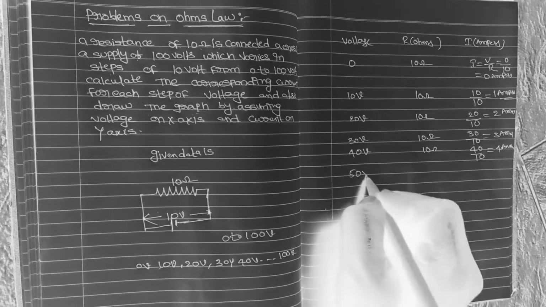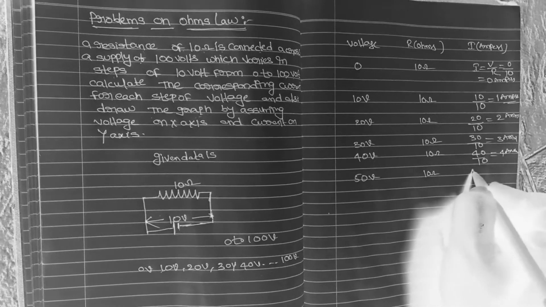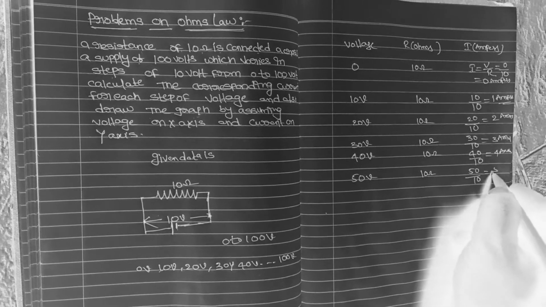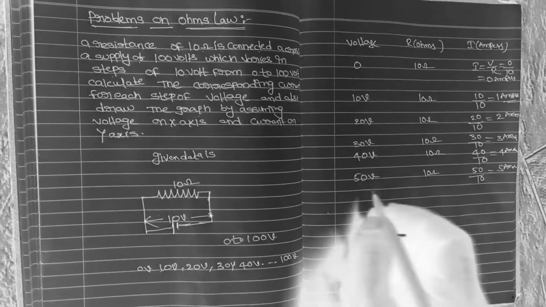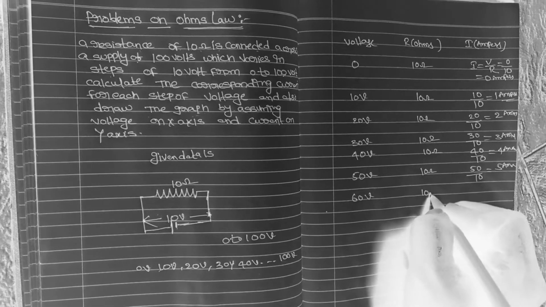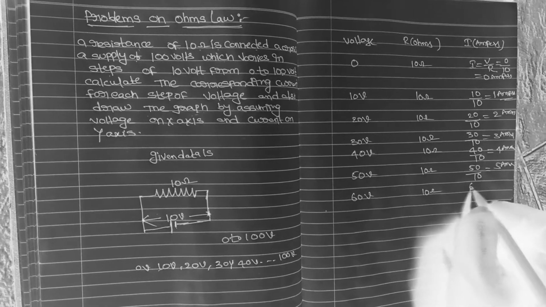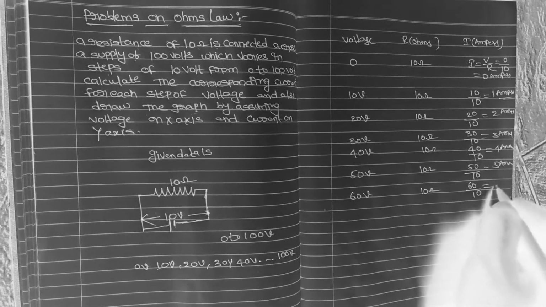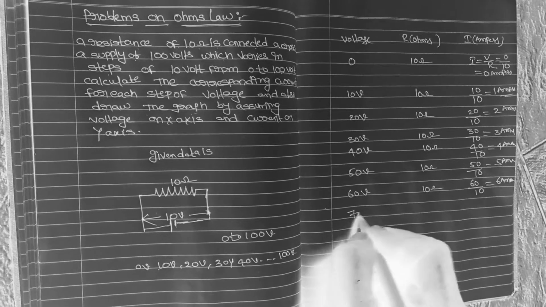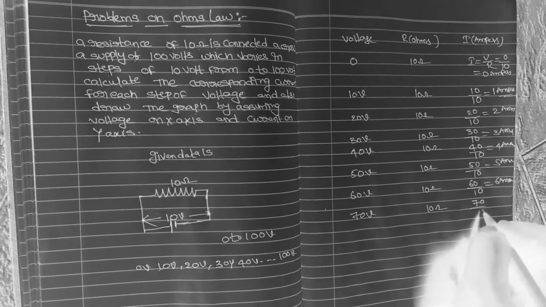At 50 volts, here also we are getting 50 by 10, that is given as 5 amperes. At 60 volts, here also with 10 ohm resistance, I is equal to V by R, that is 60 by 10, that is given as 6 amperes. At 70 volts, here also we are getting 70 by 10.